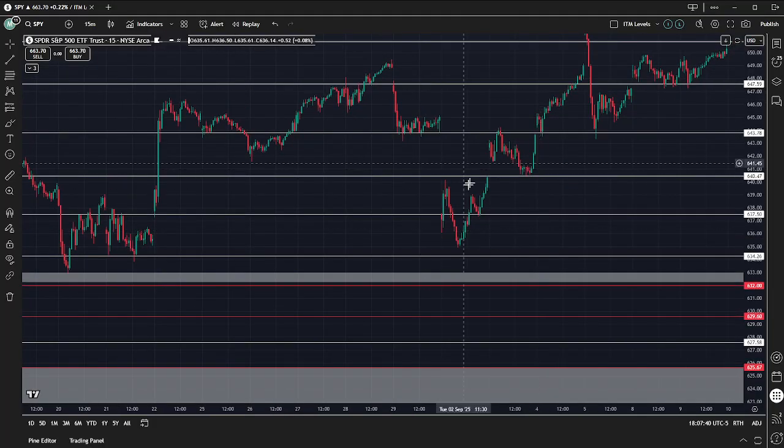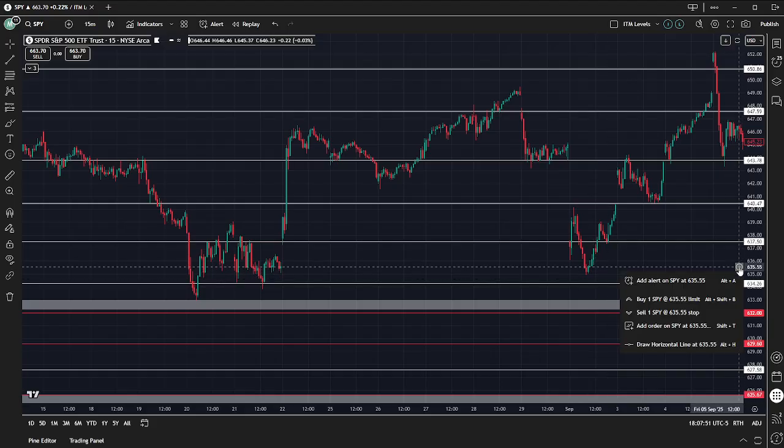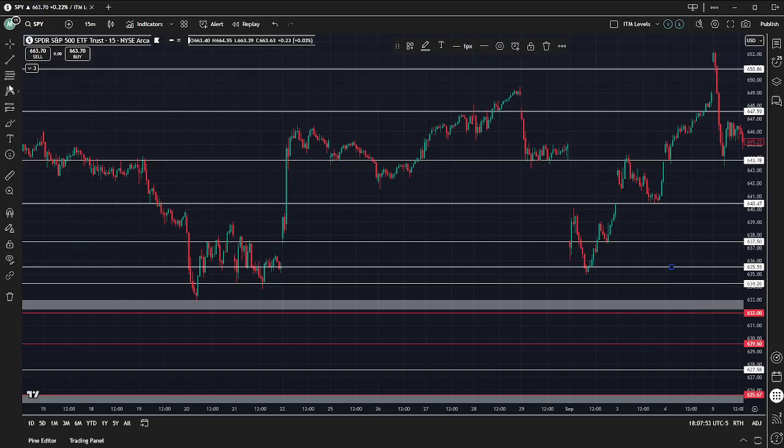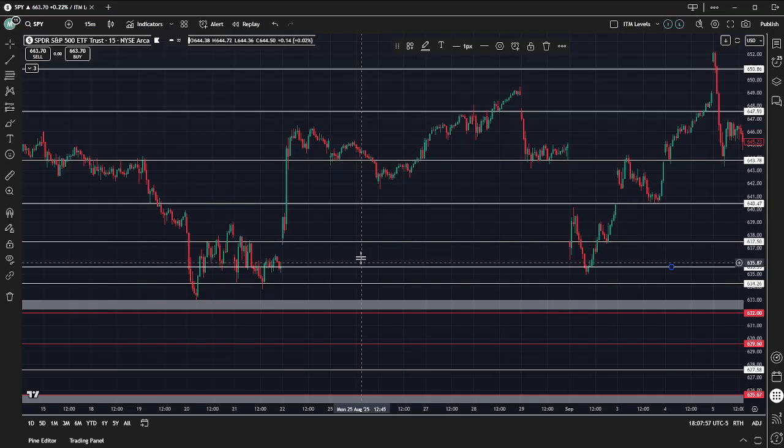Alright, now that I got all my key pivots out the way, from here I move on to my supply and demand zones. When it comes to supply and demand zones, it's usually just a red level I draw up. Some people can draw up an actual zone on TradingView, but I usually just draw up red.